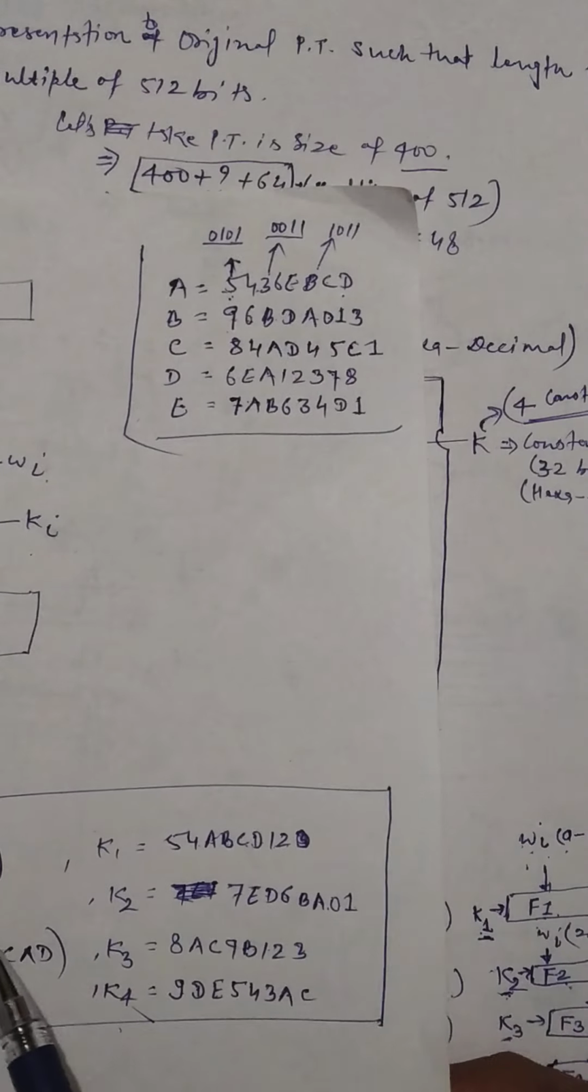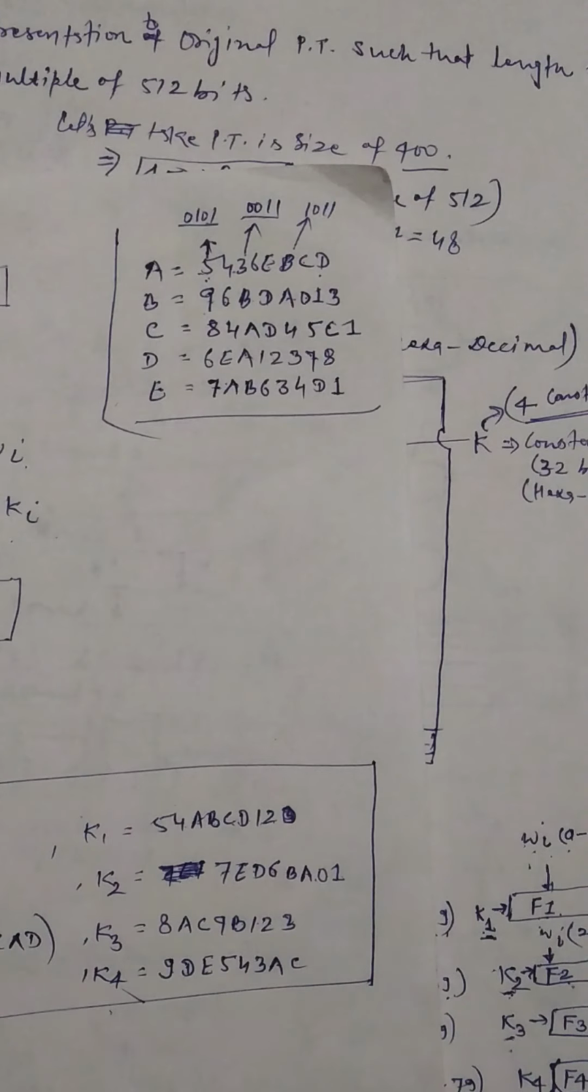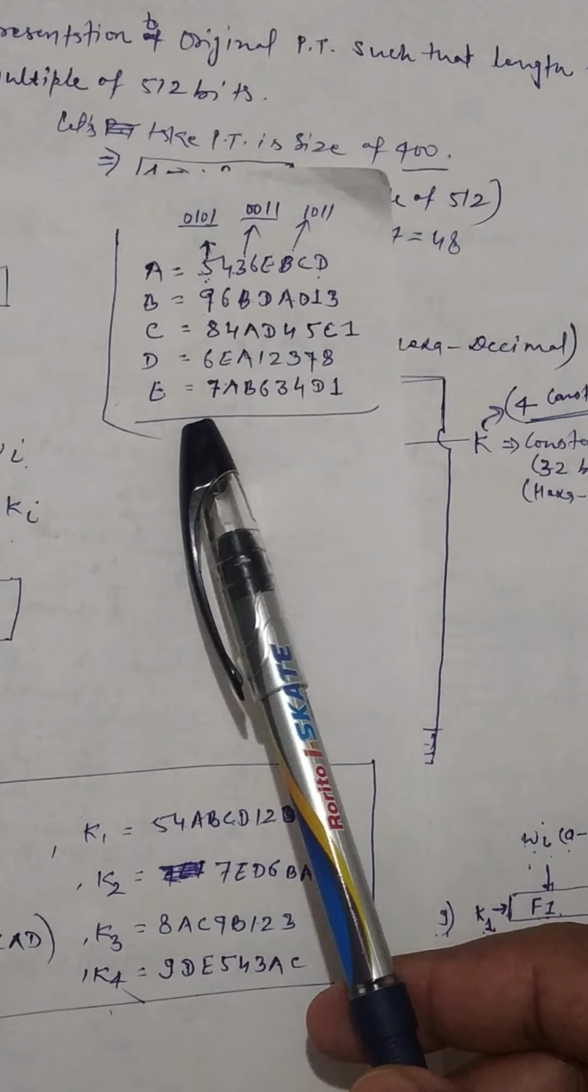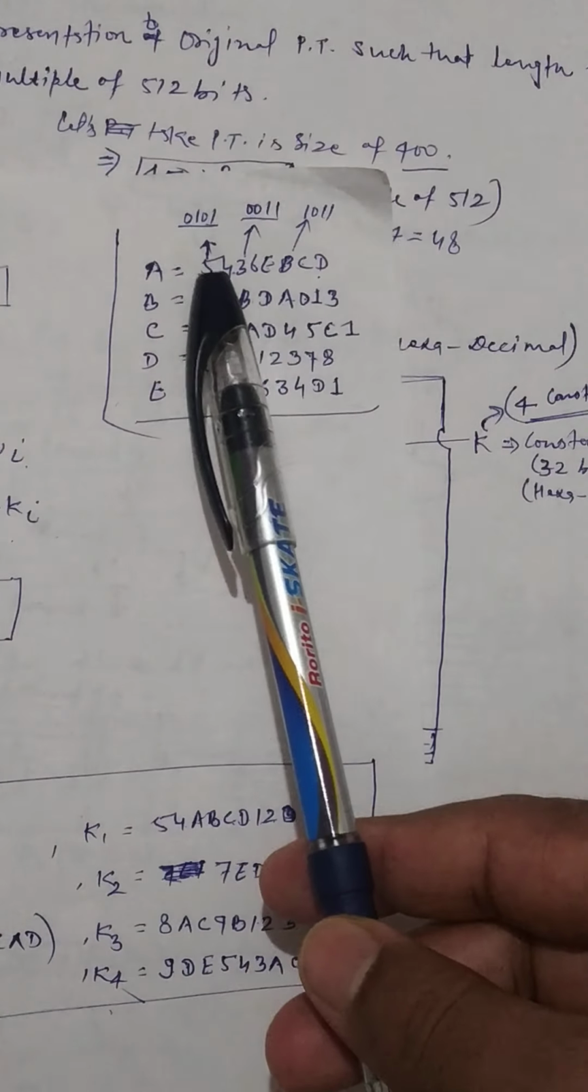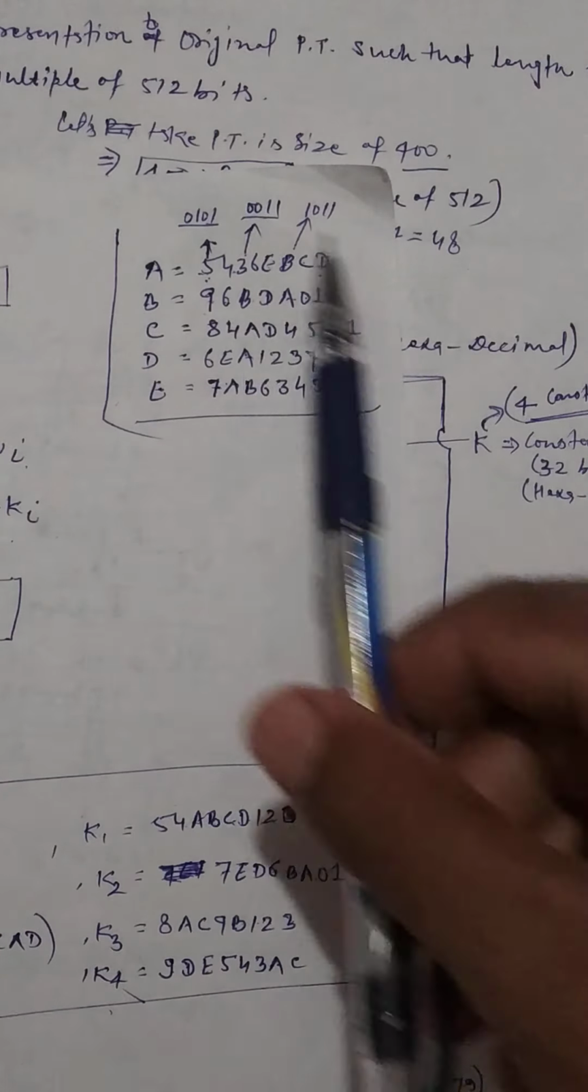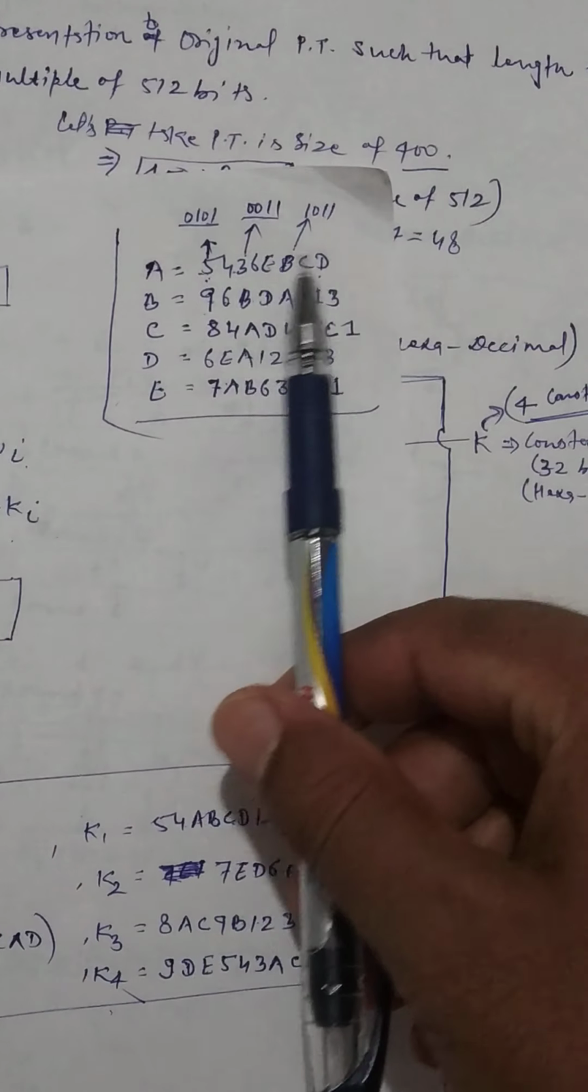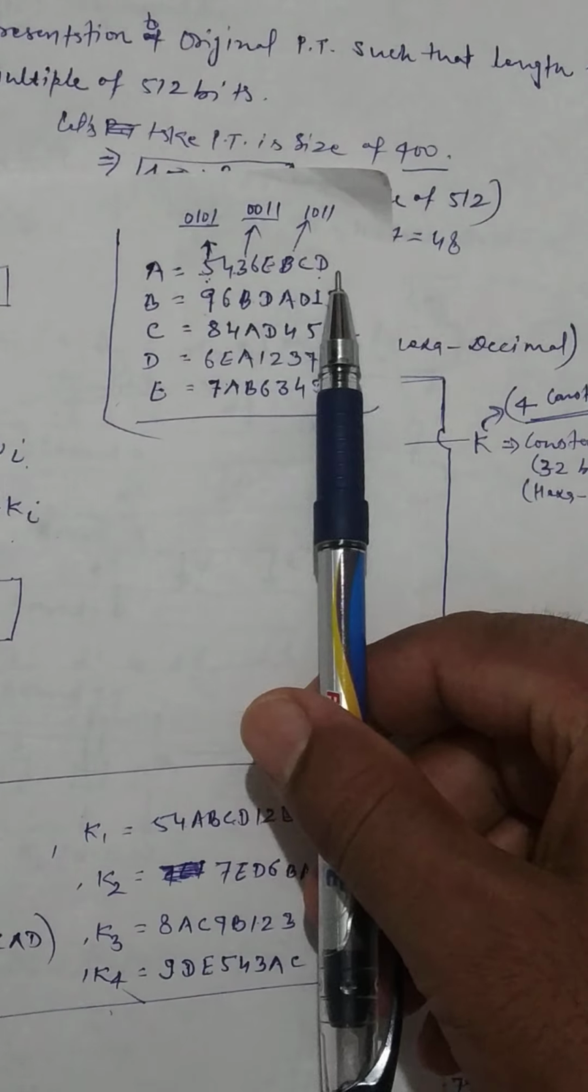To understand this concept, I have taken a very simple example. There are 5 registers I have taken: A, B, C, D, E. Now I am taking these hexadecimal values. How many values are there? You can understand there are 8 hexadecimal values: 1, 2, 3, 4, 5, 6, 7 and 8.